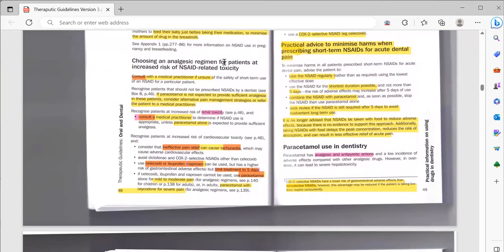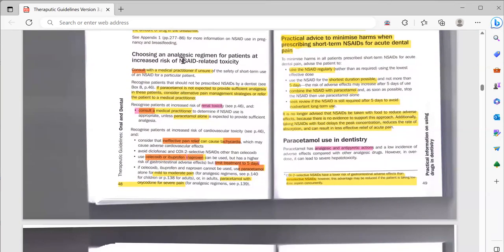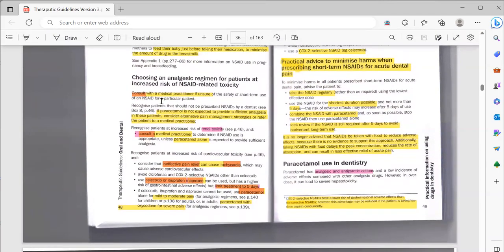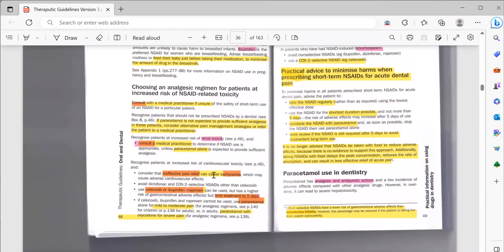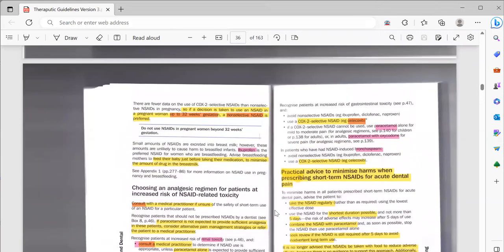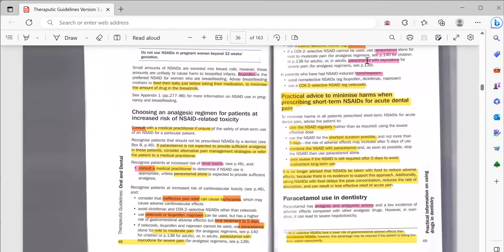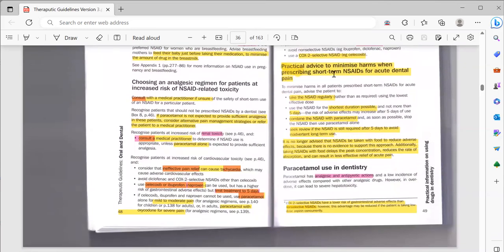Choosing an analgesic regime for patients at increased risk of NSAID related toxicity. This topic we have already covered with the upper topics. Like we read about the renal toxicity, you are not doing anything. With the cardiovascular, you can prescribe but for a minimum of 5 days, and for the GIT only celecoxib, and for bronchospasm also only celecoxib. So, the practical advice to minimize harms when prescribing.